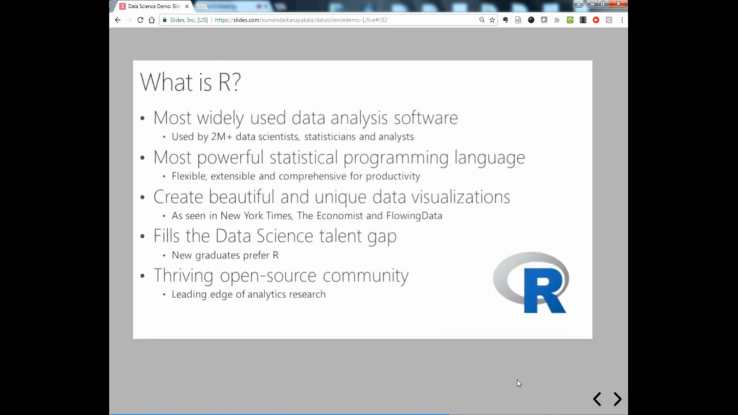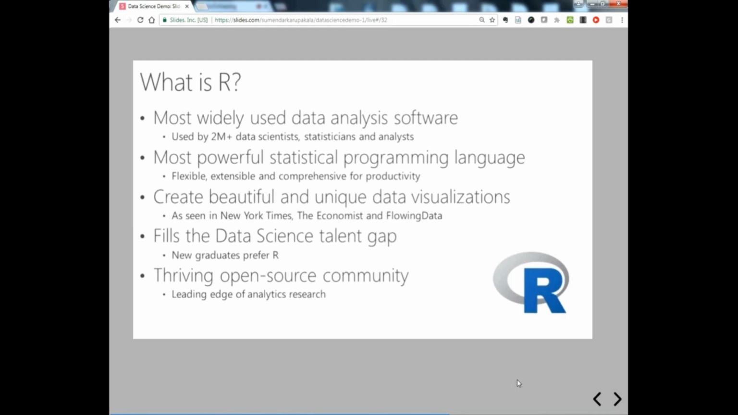So R is also open source first of all, and it's a statistical programming language, and especially it can also handle the visualizations, data visualization, and the most important part is community. So a very huge number of persons working on R.